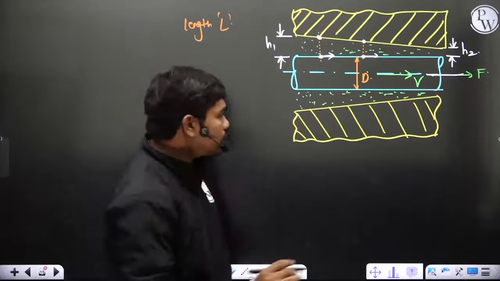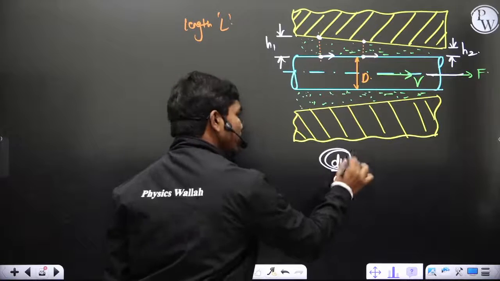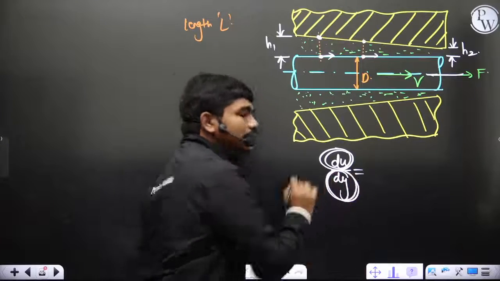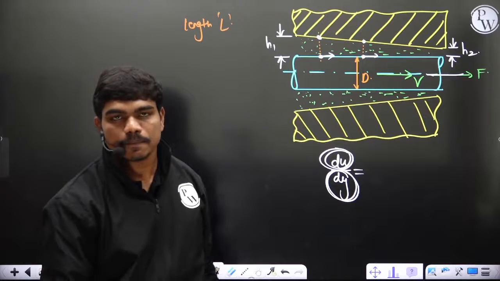So if you write the velocity gradient du by dy, for example, this du is the same at these two sections. But is this dy, the gap in which this velocity is increasing, the same here?